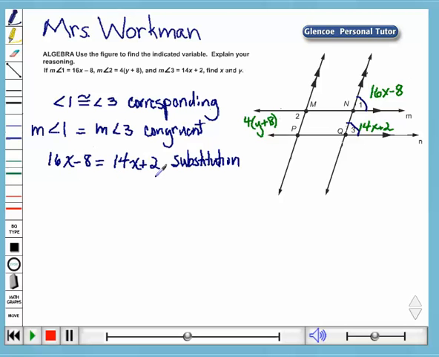Now at this point, we use some of our algebra to solve for x. I'm going to subtract 14x from both sides, and that would give me 2x minus 8 equals 2. I'm going to add 8 to both sides. 2x equals 10, and finally divide both sides by 2, which tells me that x is 5. So using the geometry of corresponding angles and congruency and a little bit of algebra down here, we have determined that x is equal to 5.